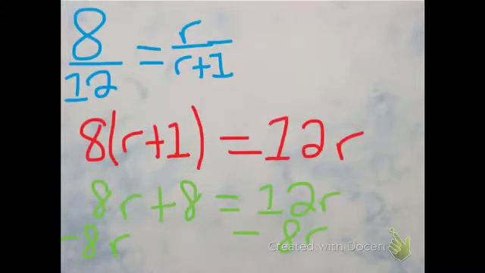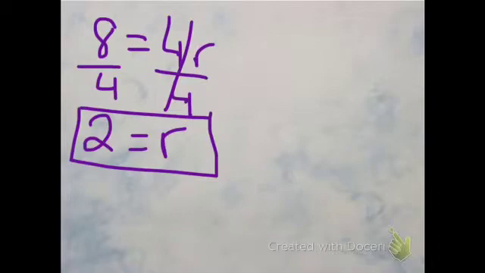Alright, here's one more example for proportions. Here we have 8 over 12 equals r over r plus 1. On the bottom you can see that we use the distributive property: 8 times the quantity r plus 1 equals 12r, because you cross multiplied. Now you have 8r plus 8 equals 12r. First you subtract 8r from both sides, which gives you 8 equals 4r. Then you divide by 4 on both sides, giving you r equals 2.